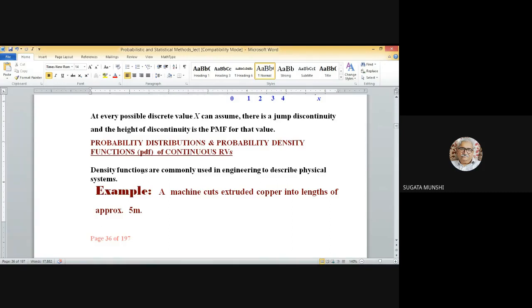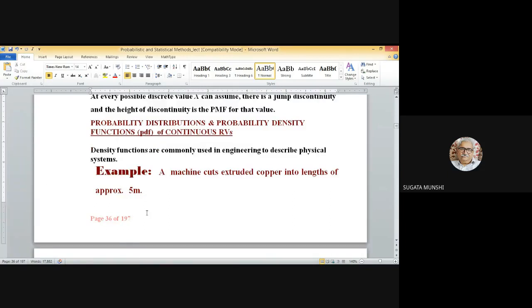It is desired that all lengths will be 5 meters, but because of manufacturing tolerance, I have talked about the variability of engineering systems. The different samples of different lengths of copper that are being produced are not exactly 5 meters. Some of them can be 4.95 meters, some of them can be 4.97 meters, some may be 5.01 meter, some may be 5.2 meter, like that. So such a machine is there. It produces a large number of such lengths.